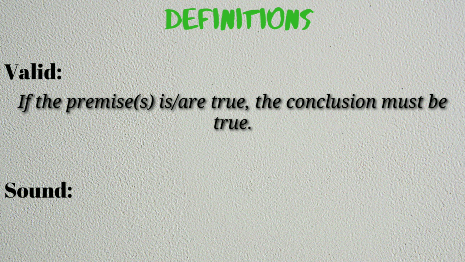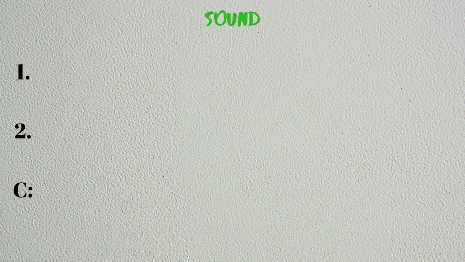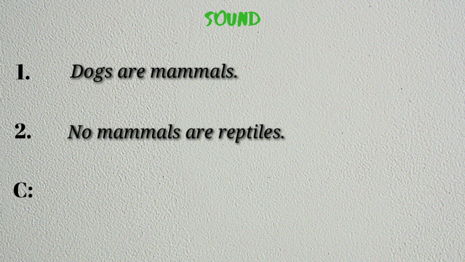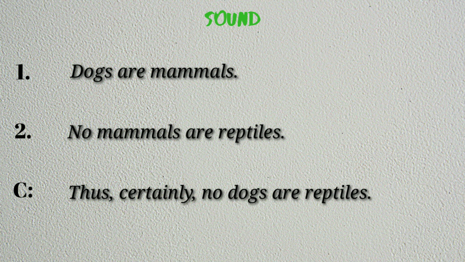Remember when I used the word sound at the beginning of this video? This word is used for an argument that is both valid and true. Like this. Premise 1. Dogs are mammals. Premise 2. No mammals are reptiles. And conclusion, no dogs are reptiles. This is sound because it is both valid because the premises guarantee the conclusion to be true, and it's also true in general. Now, moving on.